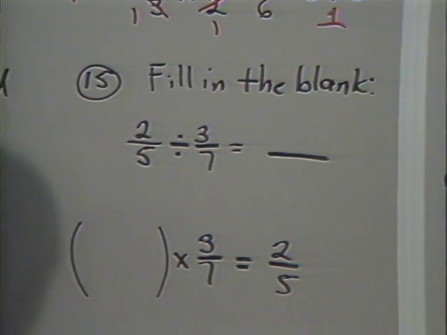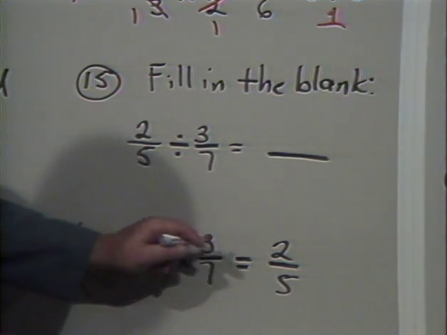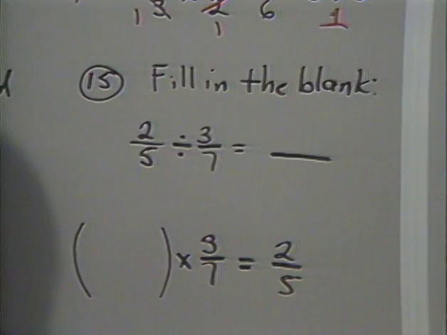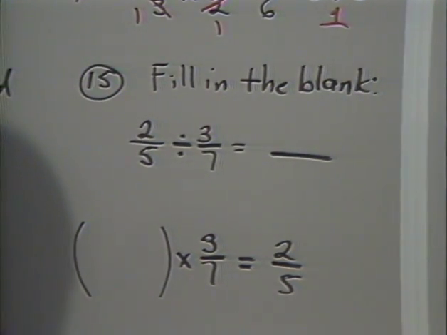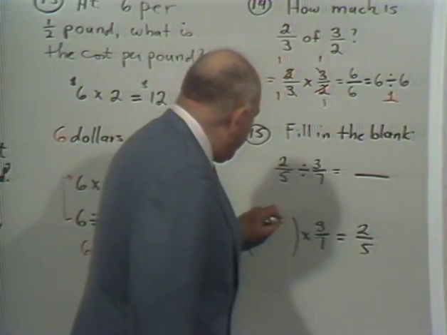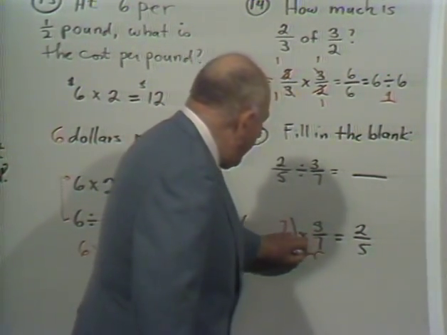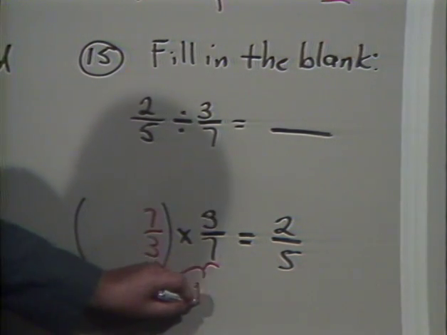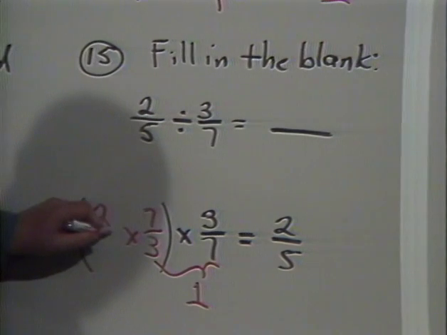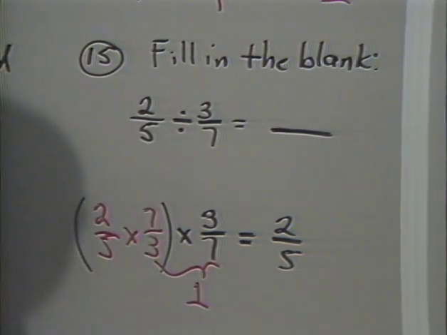Now, watch this tricky device. The thing I want in my answer is 2/5. The thing I have in the problem is 3/7. I don't want the 3/7 in here. By the previous problem, what can I multiply 3/7 by to knock it out? Multiply it by its reciprocal. If I multiply 3/7 by 7/3, the answer is 1. And what must I multiply 1 by to get 2/5? Since any number times 1 is itself, obviously 1 times 2/5 is 2/5.